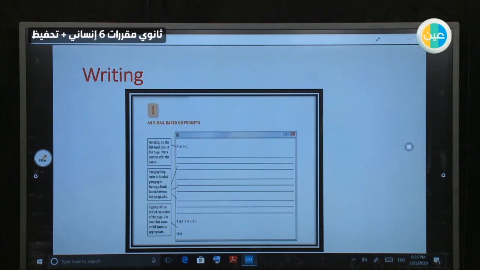You will end the email with your signature. First, you will write something like hope to see you, bye for now, okay, such sentences, and write your name or your full name as is appropriate, okay. Again, at the end of the email, on the left-hand side of the page.